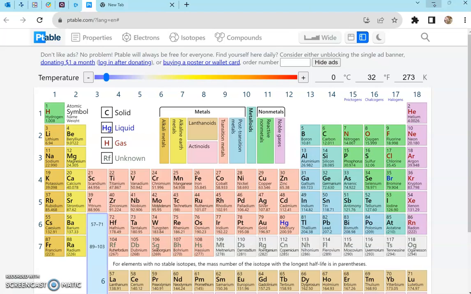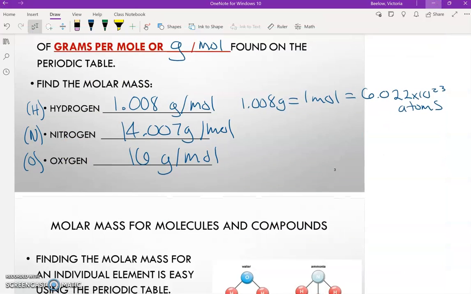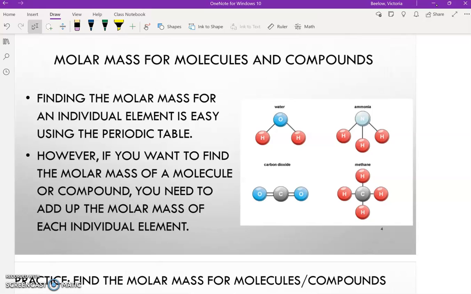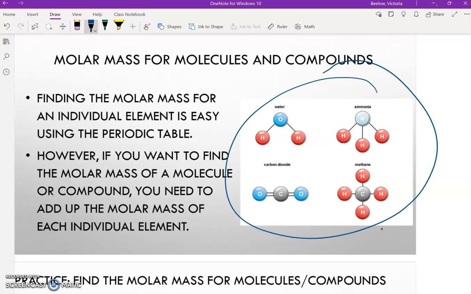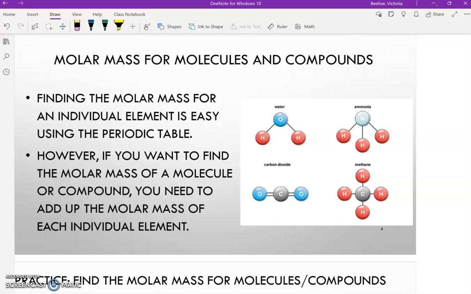However, we don't always have pure forms of elements. Oftentimes we have multiples of elements, or different elements bonded together. So how do we figure out the molar mass of something like a compound or molecule that has multiple elements and maybe multiples of the same element? Here's how we're going to do it.